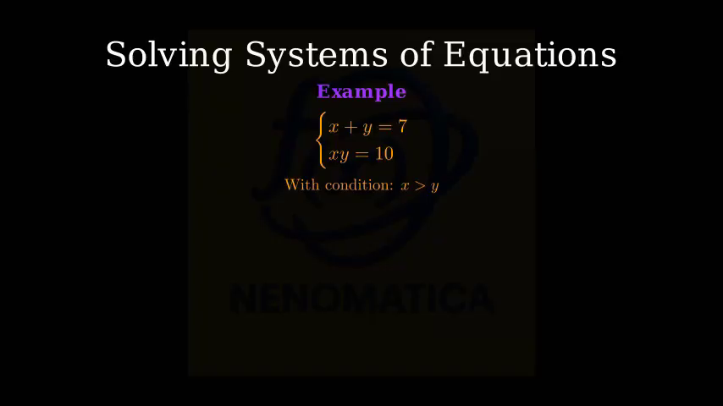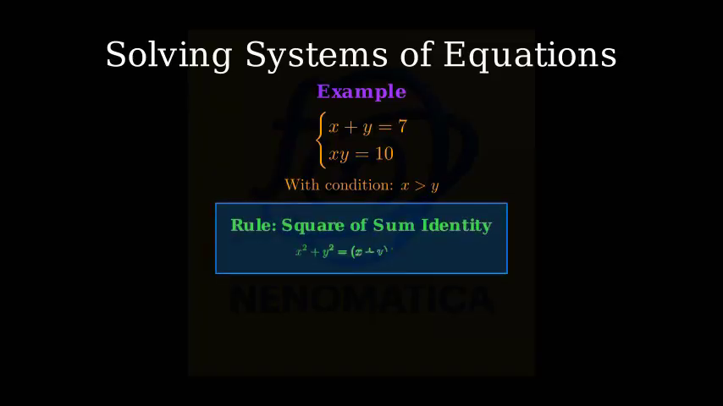First, let's find the value of x squared plus y squared. To do this, we'll use the algebraic identity that says x squared plus y squared equals the square of their sum minus twice their product. Now, let's apply the identity.